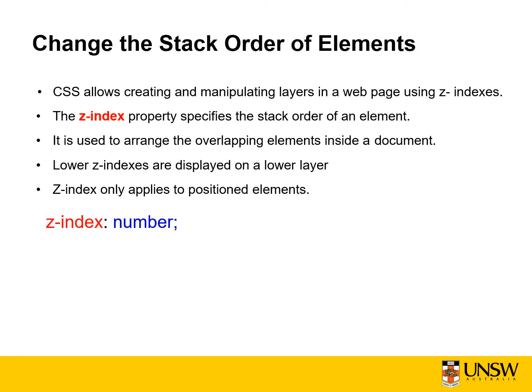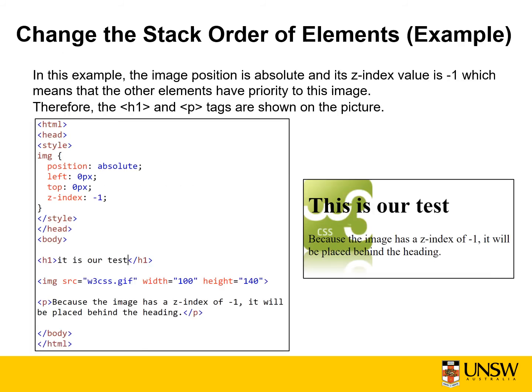The last CSS property that we want to discuss is z-index that specifies the stack order of an element. An element with greater stack order is always in front of an element with a lower stack order. In this example, the image tag position is absolute and its z-index value is -1, which means that the other elements have priority to this image. Therefore, all the other tags are shown on the image.